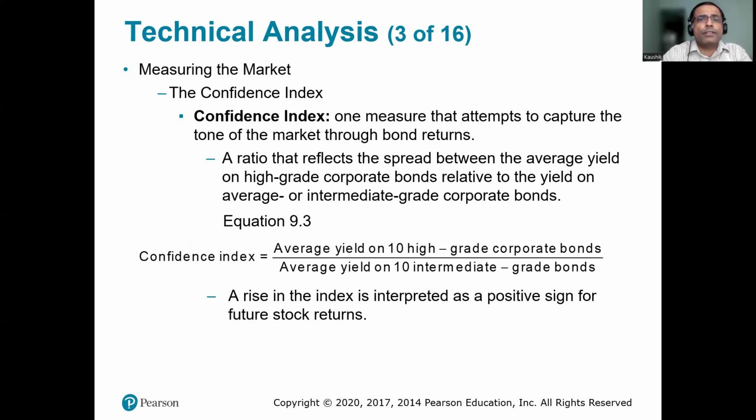The first one is the confidence index. In this case, we find the ratio of average yield on high grade bonds versus average yield on intermediate bonds. If the index rises, or if the ratio rises, it is a positive sign for future stock returns. It could possibly mean that the yield on intermediate grade bonds has reduced. If yield has reduced, the stock market may rise, and it indicates a positive outlook.